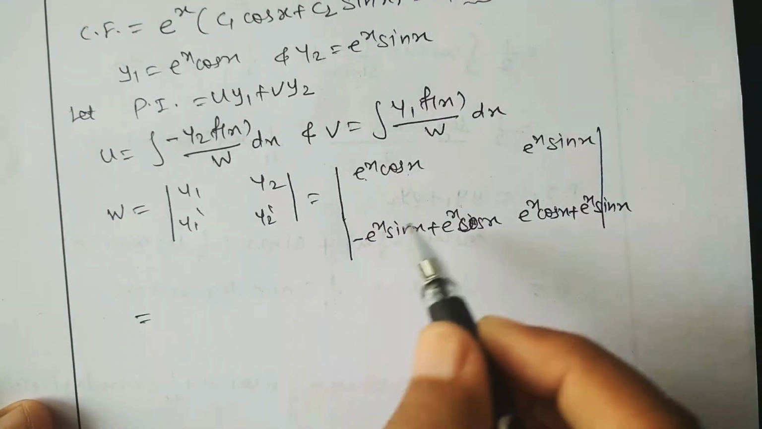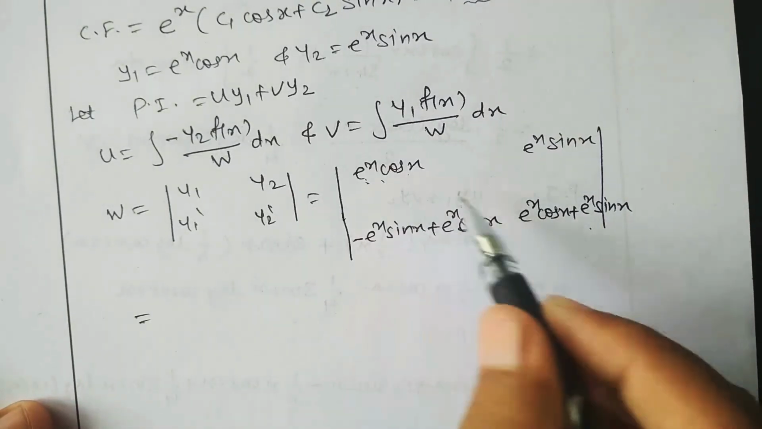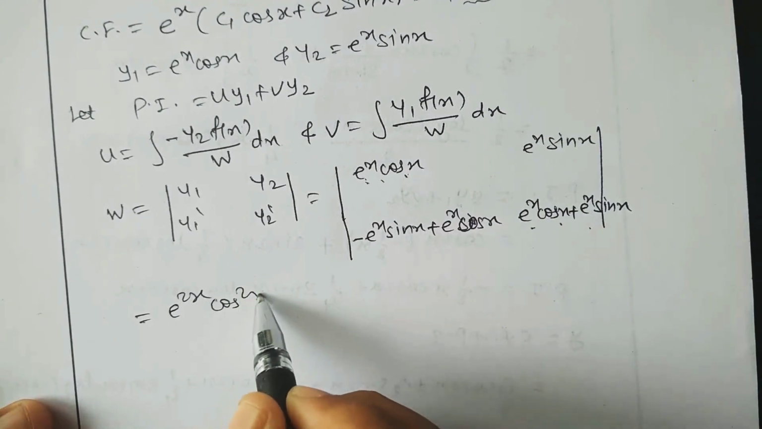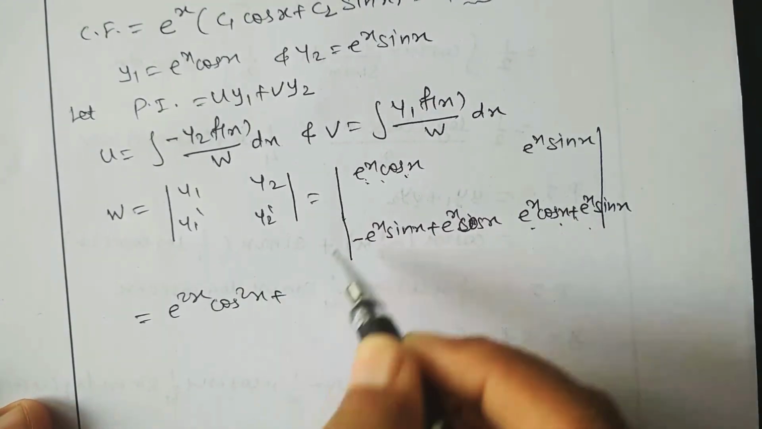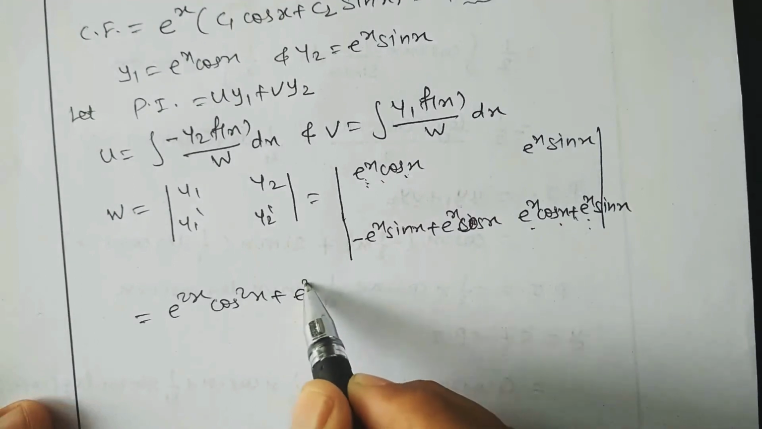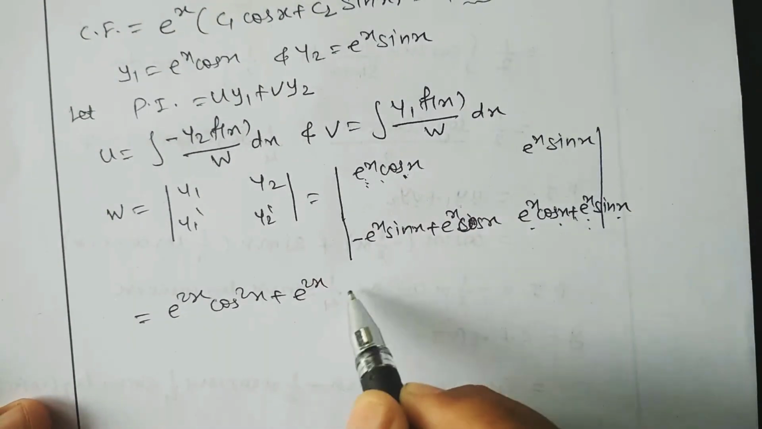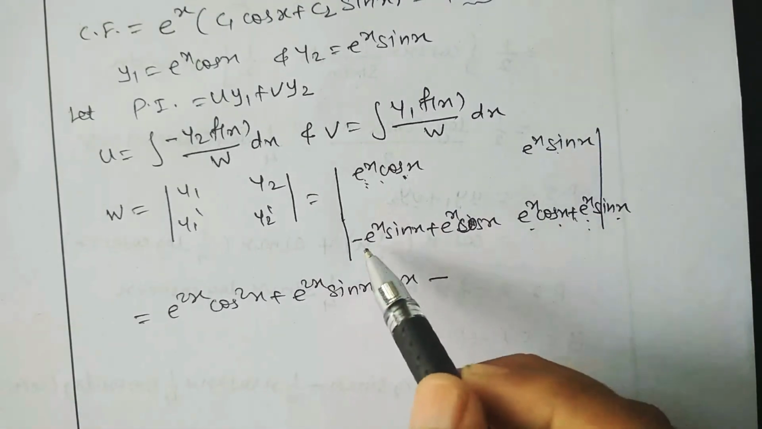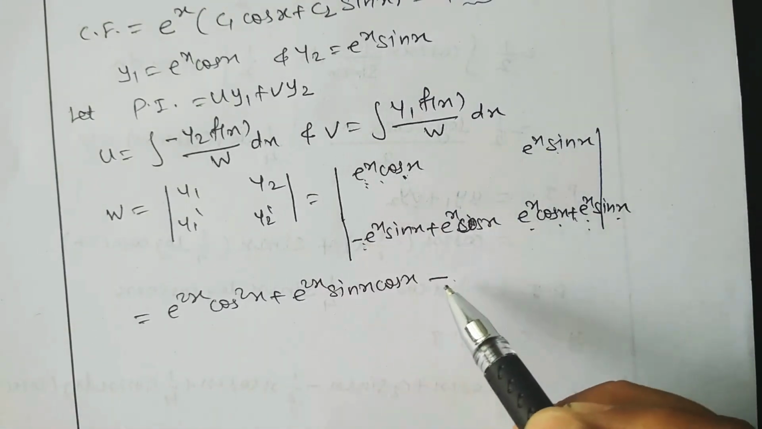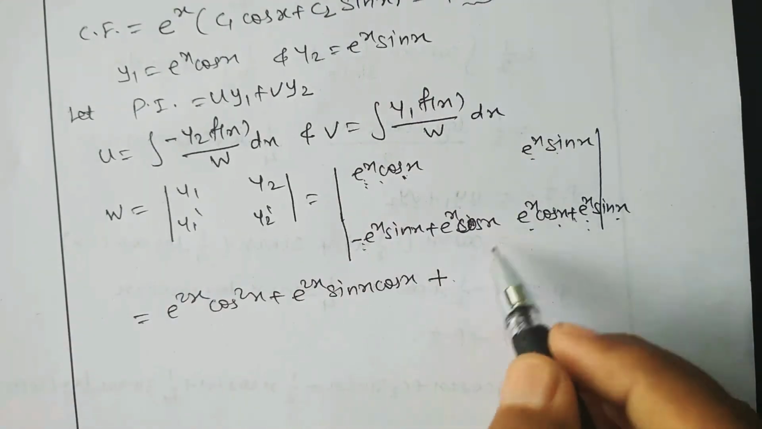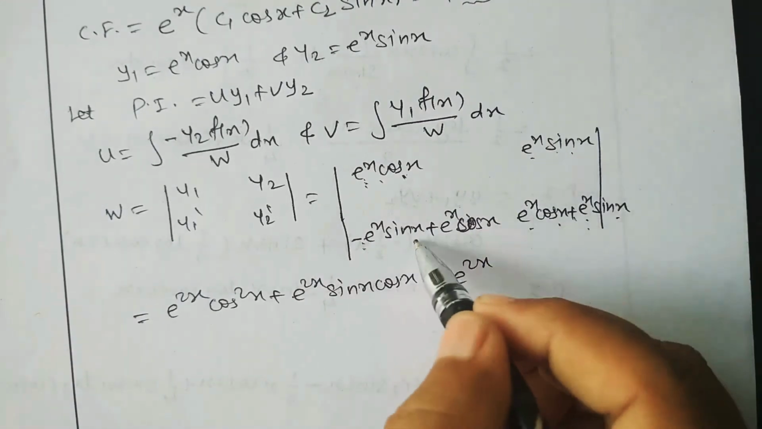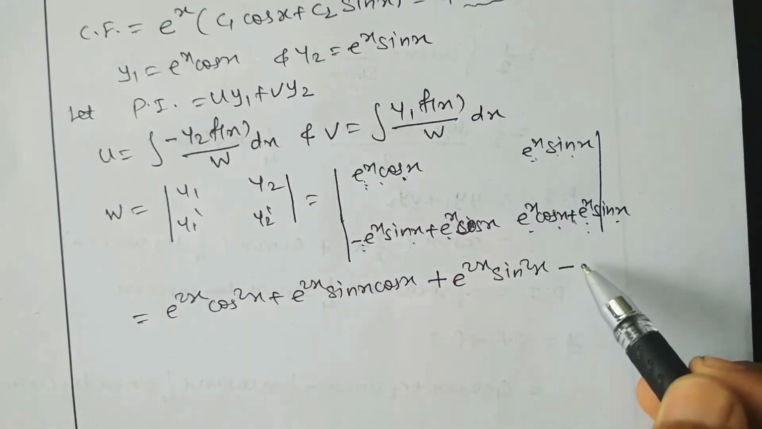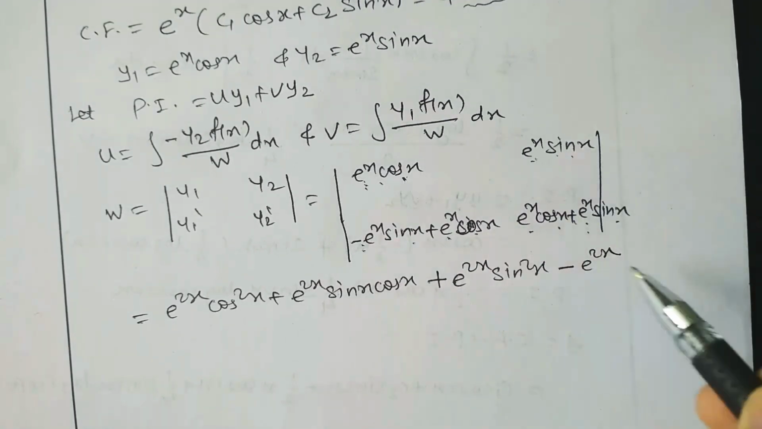Now solving this determinant, multiplication of these two: e raised to x into e raised to x, that is e raised to 2x, cos x into cos x, cos square x, this plus sin x cos x, e raised to x into again e raised to x, it is e raised to 2x, cos x into sin x, it is sin x into cos x, minus. Now multiplication of these two, so this minus and this minus becomes plus, e raised to x into e raised to x, that is e raised to 2x, sin x into sin x, sin square x, again minus, e raised to x into this e raised to x, that is e raised to 2x, sin x into cos x.